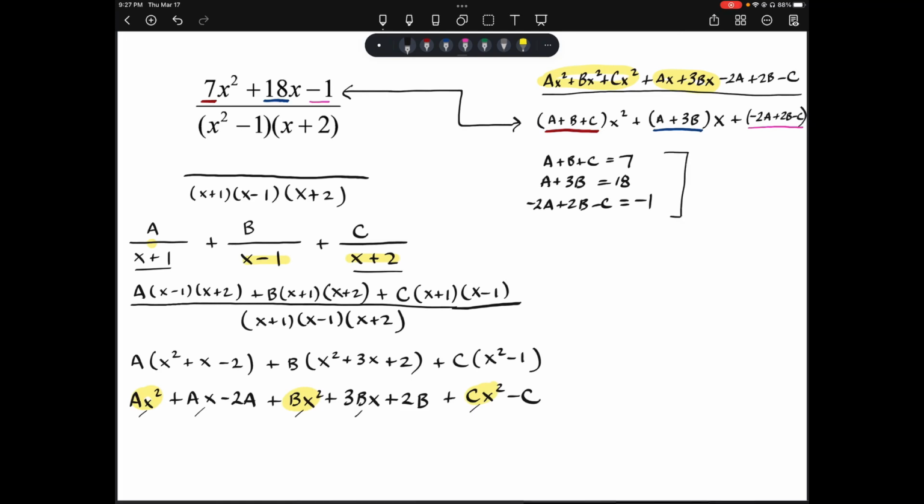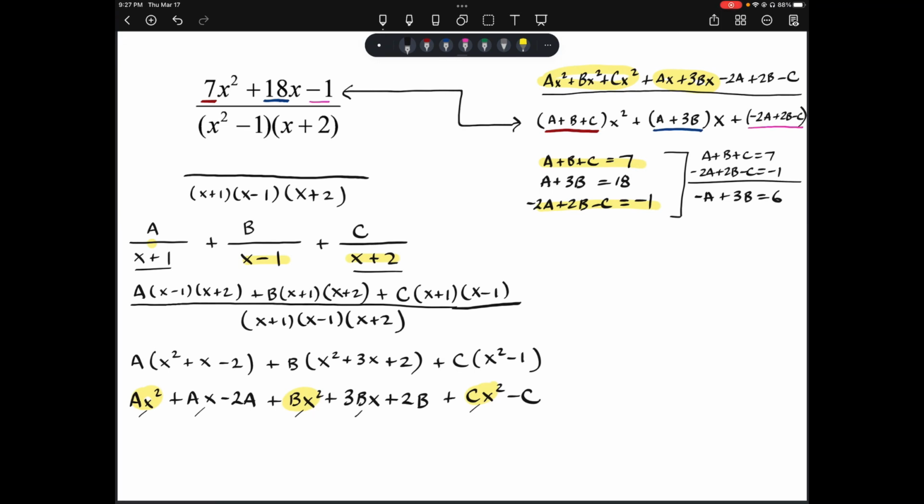So I'm probably going to do elimination between the first and the third one, right? If we do between these two, we've got a plus b plus c equals 7, negative 2a plus 2b minus c equals negative 1, right? Add those together, you've got a plus 3b is equal to 6. Oh, did I leave a sign off there somewhere? Hold on, 3b. This is a negative a. There we go. So negative a plus 3b equals 6.